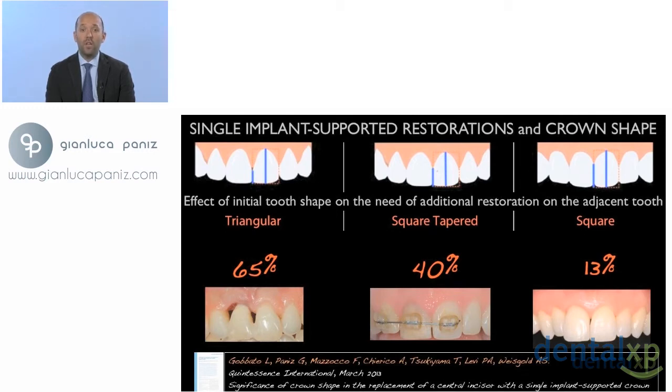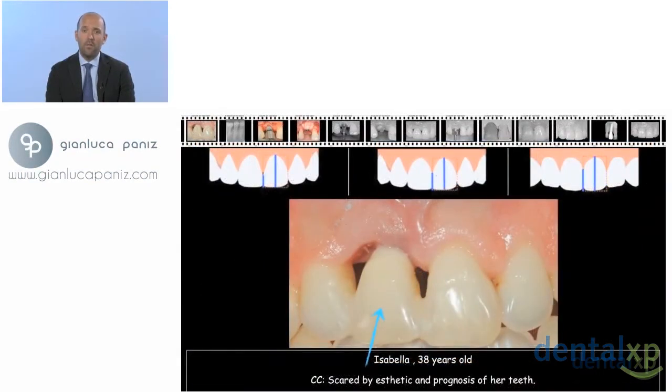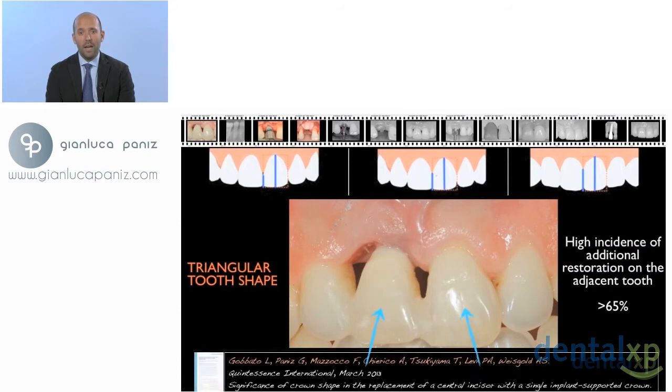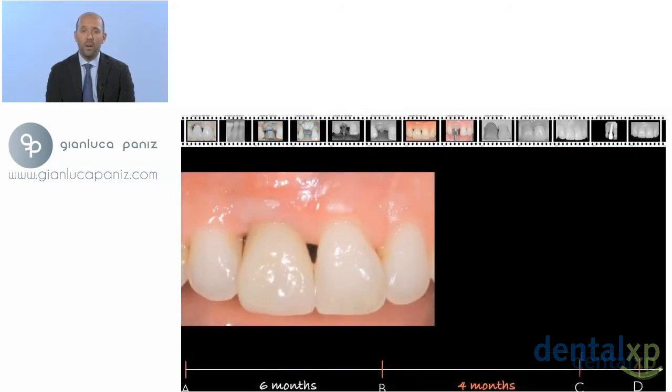As you can see in the case of Isabella, it is completely different from what happened before with Marilena. In fact, we are dealing with triangular shaped teeth. Tooth number 8, as you can see from the arrow, has already been extracted, and tooth number 9 will need treatment as well, because if we just work on tooth number 8 and we don't work on tooth number 9, it will be impossible to achieve a nice aesthetic result with adequate symmetry between tooth number 8 and tooth number 9, between the two central incisors.